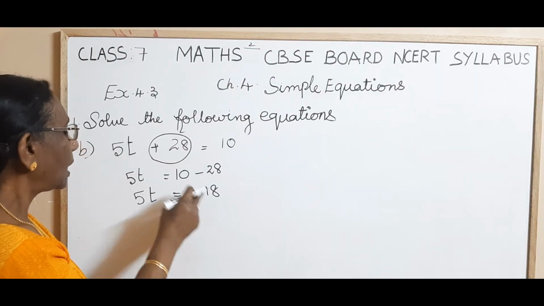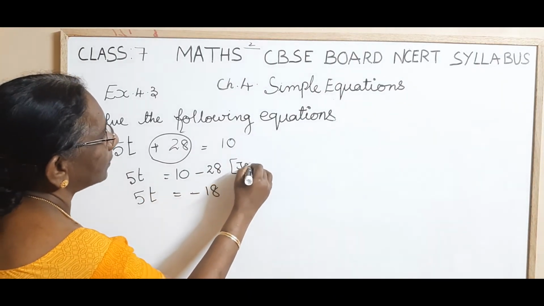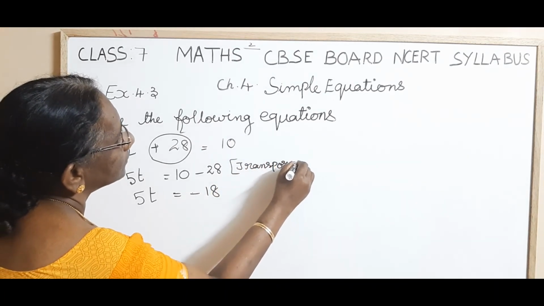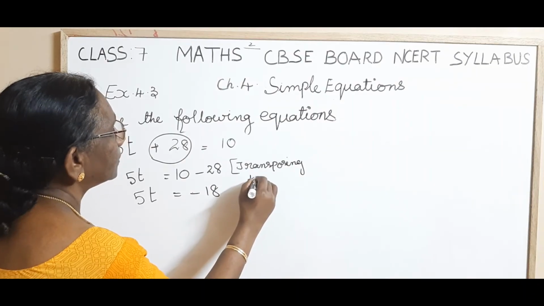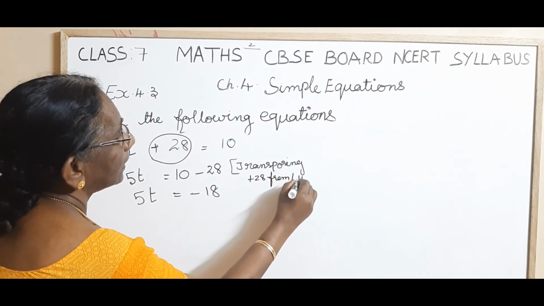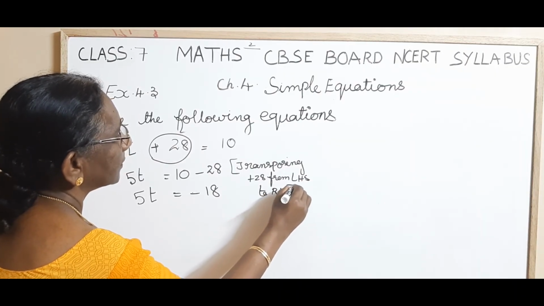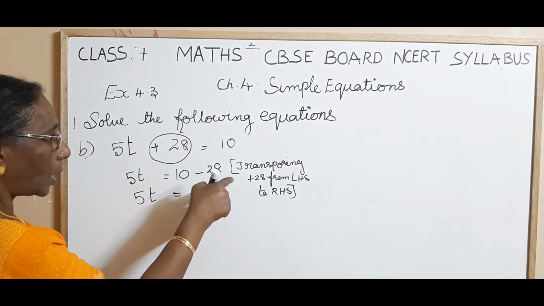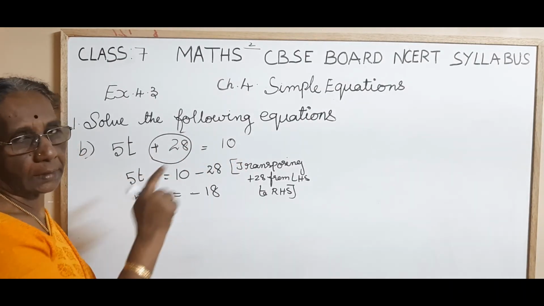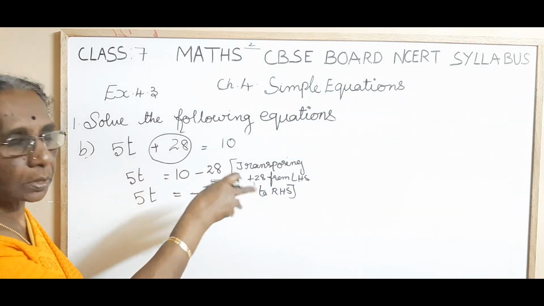Is it clear, children? Now what should we write here? No need to write. I am writing transposing plus 28 from LHS to RHS. It is the same as subtracting 28 from both sides, from the left hand side and the right hand side. Both are the same.